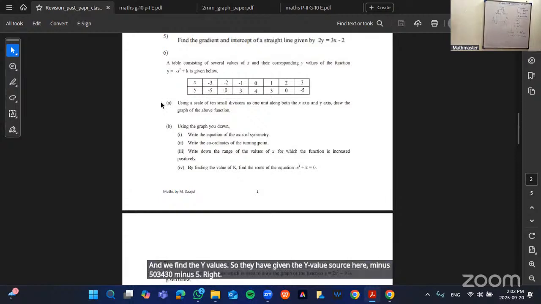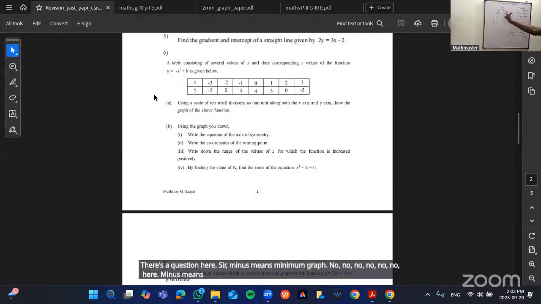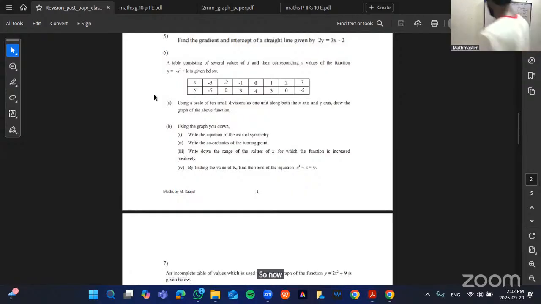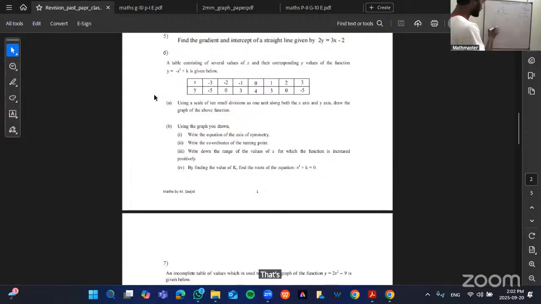Right. Yeah, there's a question here. Sir, minus means minimum graph? No, no, no. Here minus means maximum graph. That is a rule. Now what you think is, sir, here minus means it should be decreasing, therefore it's minimum. No, that's wrong. Because in graphs, it is totally opposite. That is a very important rule.